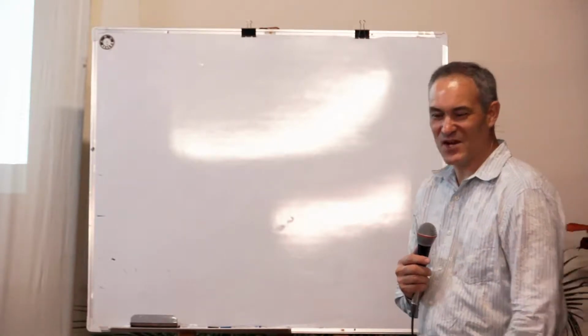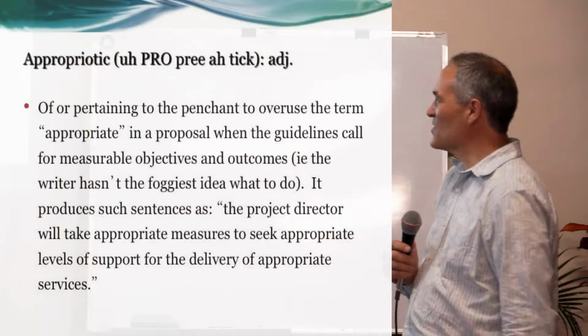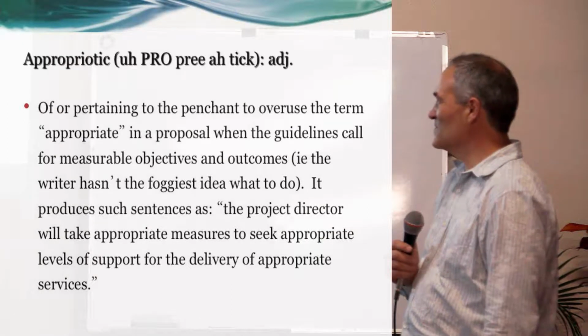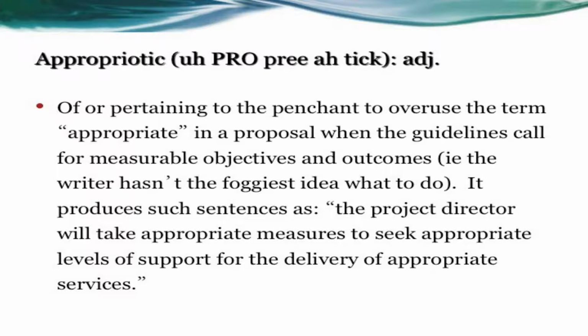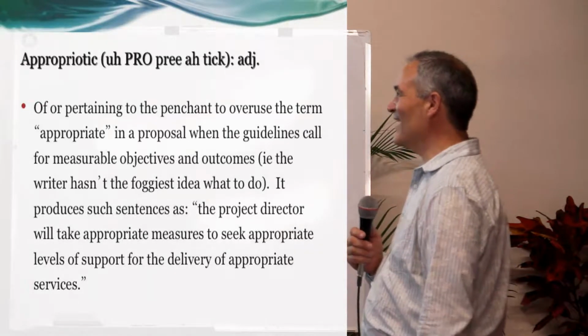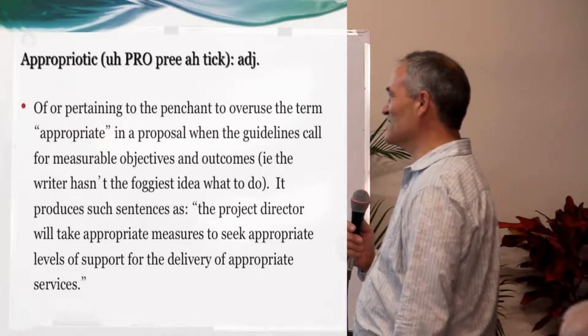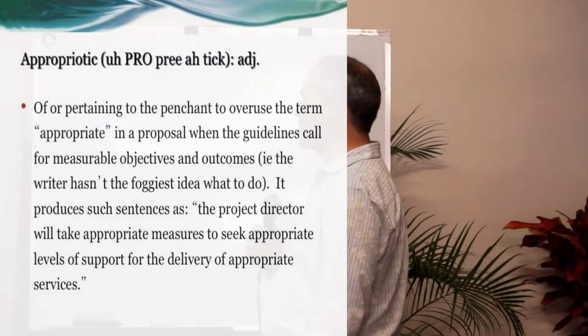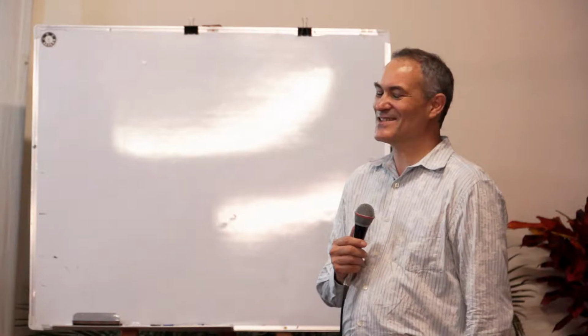And we had our small discussion on the term "appropriate" and its overuse within proposals. I had a made-up word for appropriate, which means pertaining to the overuse of the term in a proposal when the guidelines call for measurable outcomes and objectives. The reader doesn't have the foggiest idea what they need to do, so they use "appropriate." I've seen a sentence that said, the director will take appropriate measures to seek appropriate levels of support for the delivery of appropriate services. Which doesn't say anything.